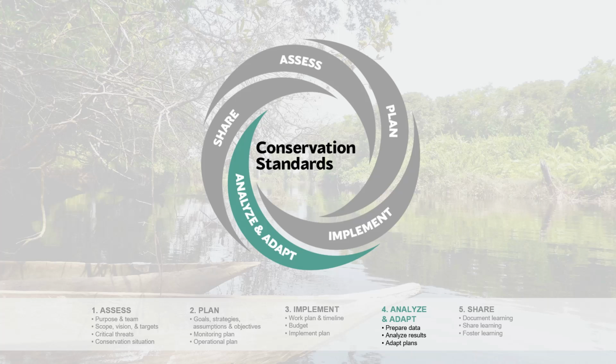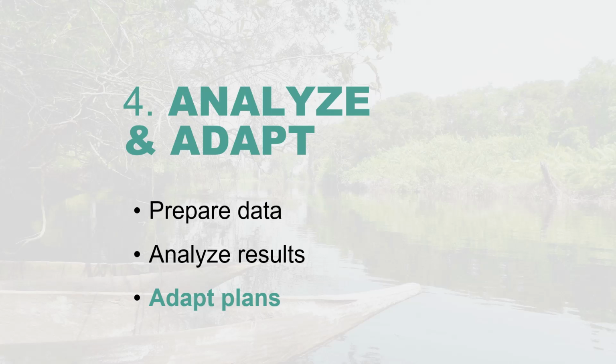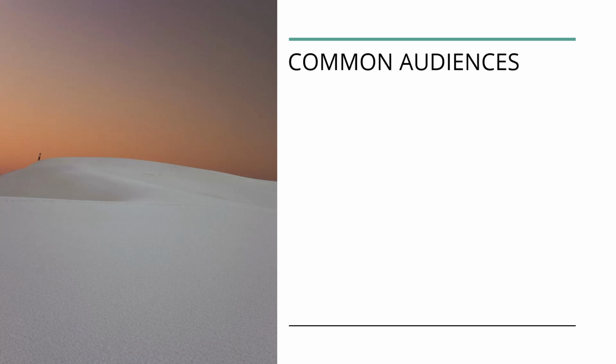As you recall from previous modules, in the Analyze and Adapt step, we prepare data, analyze results, and adapt our plans accordingly. This module focuses on the final bullet point in this step, Adapt Plans, and transitions us into Step 5, where we document, share, and foster learning. You've tracked your progress, written out your progress in report format, and used those details to make and justify adaptive management decisions. This may be enough for your team to adjust your implementation, but how will you communicate it with those who are not involved in the process?